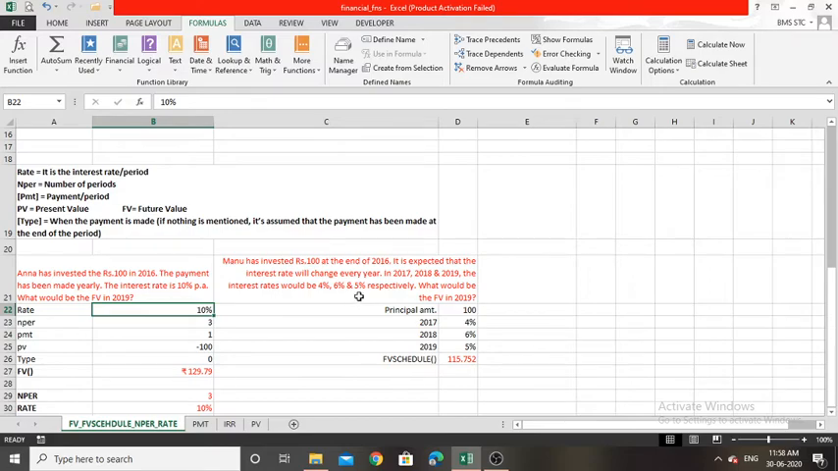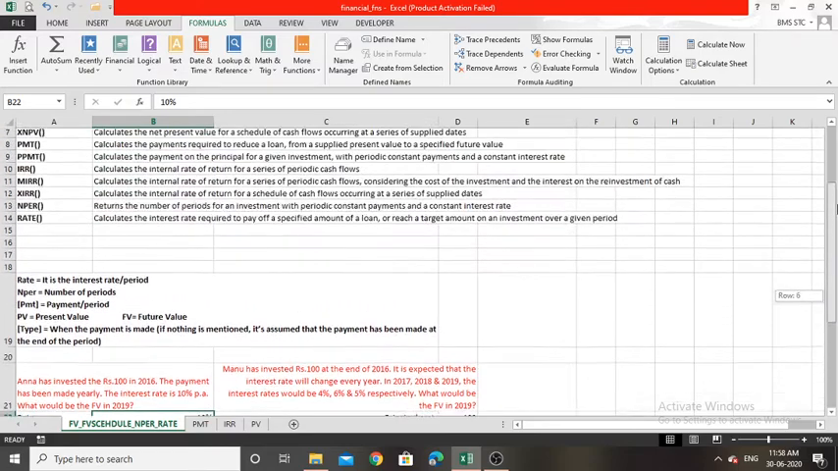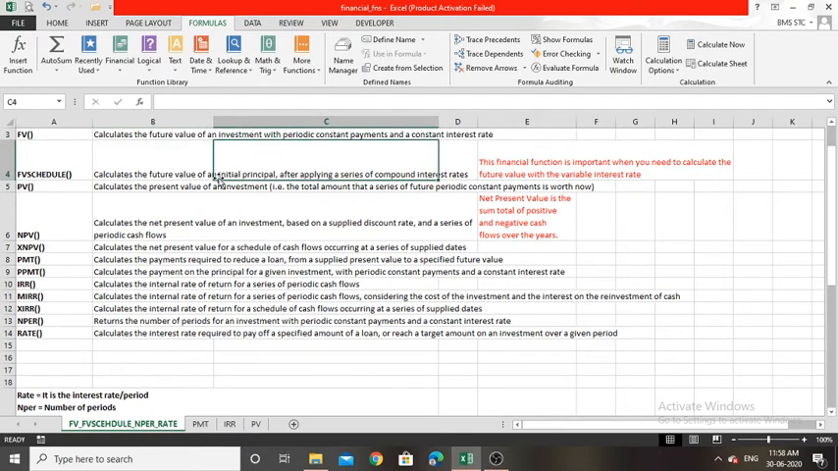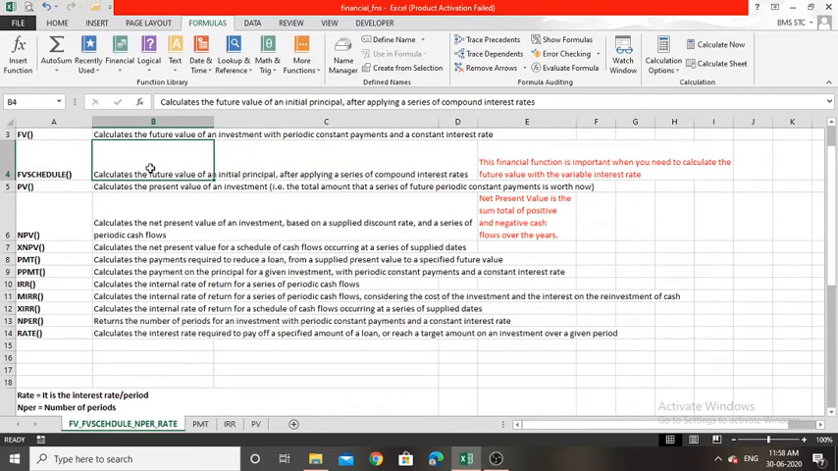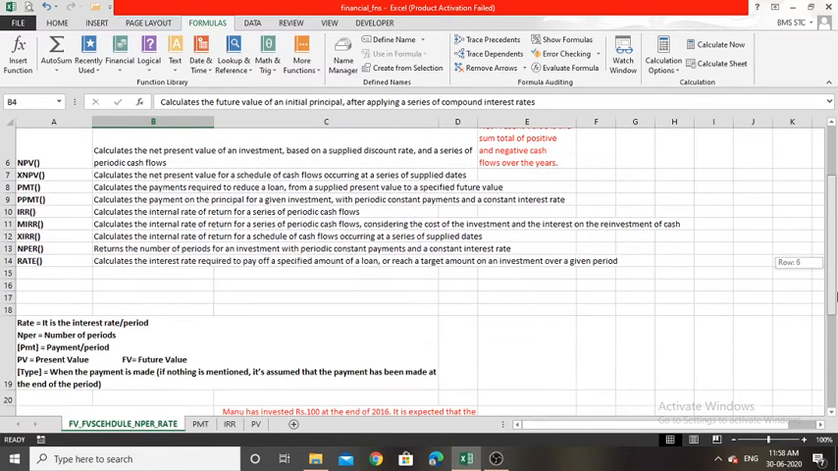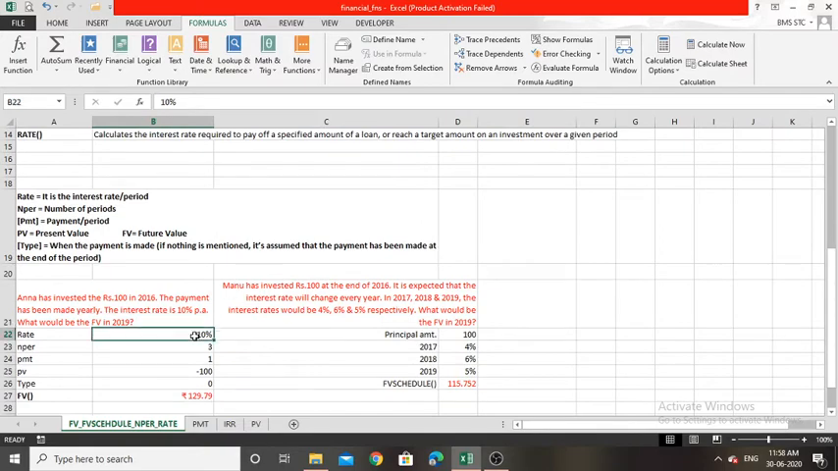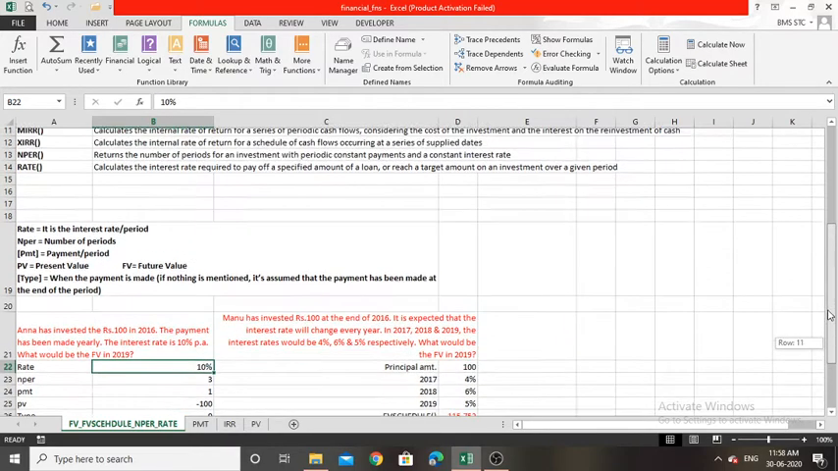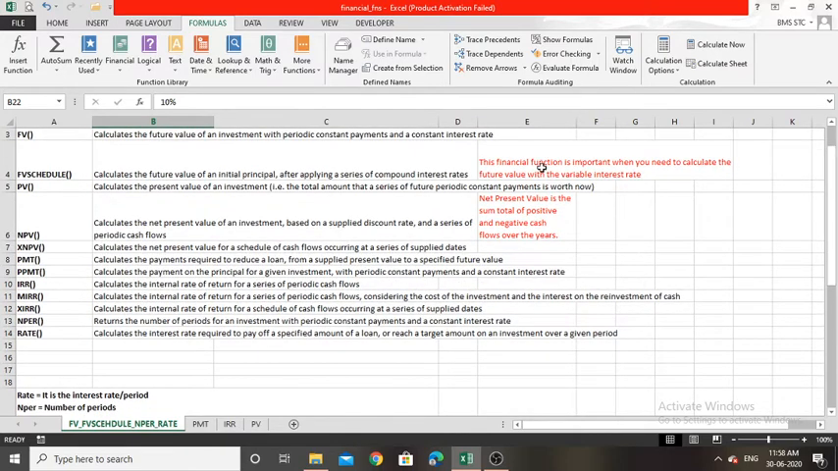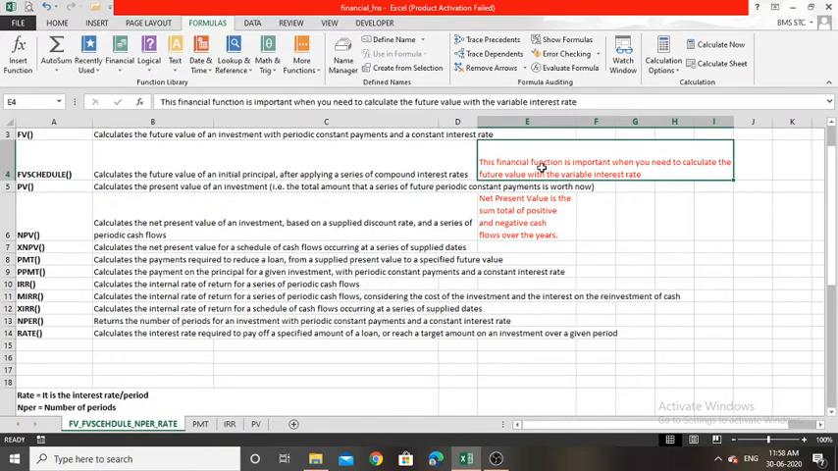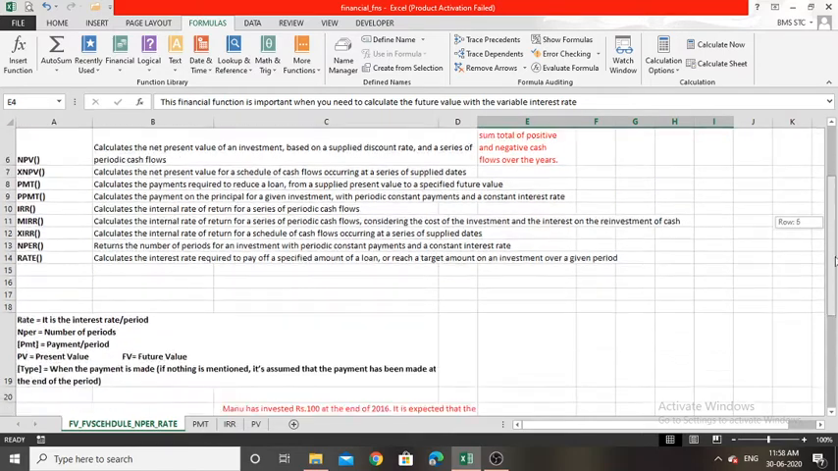So next one is FV schedule. FV schedule calculates the future value of an initial principal after applying a series of compound interest rates. For FV there was only a single constant rate. If the rate is varying, that means a changing interest rate, then we can use FV schedule.